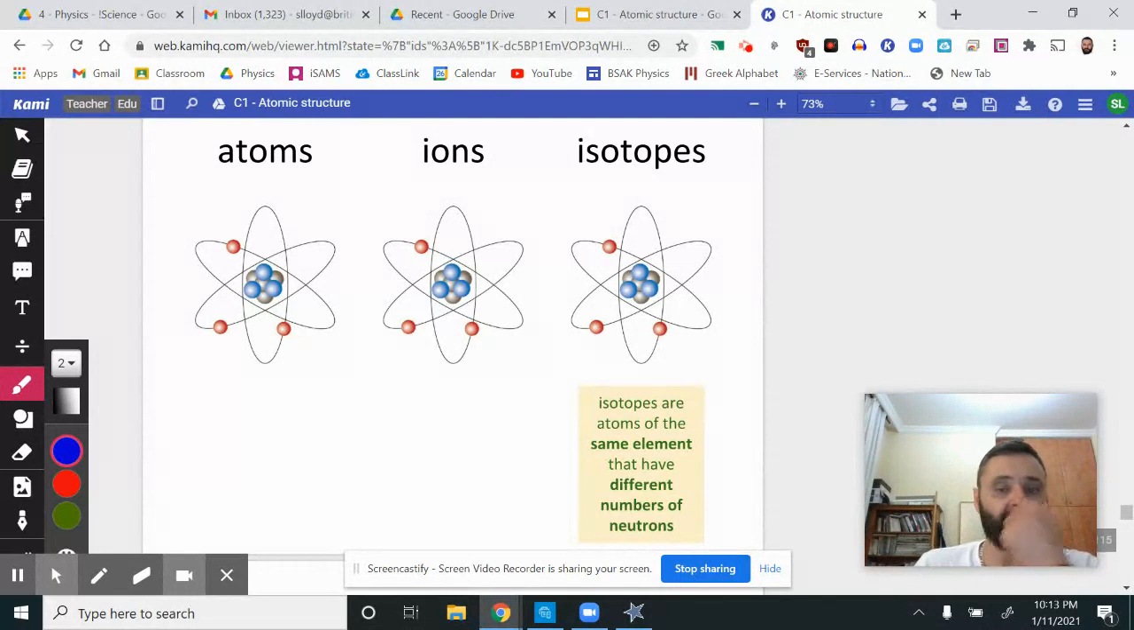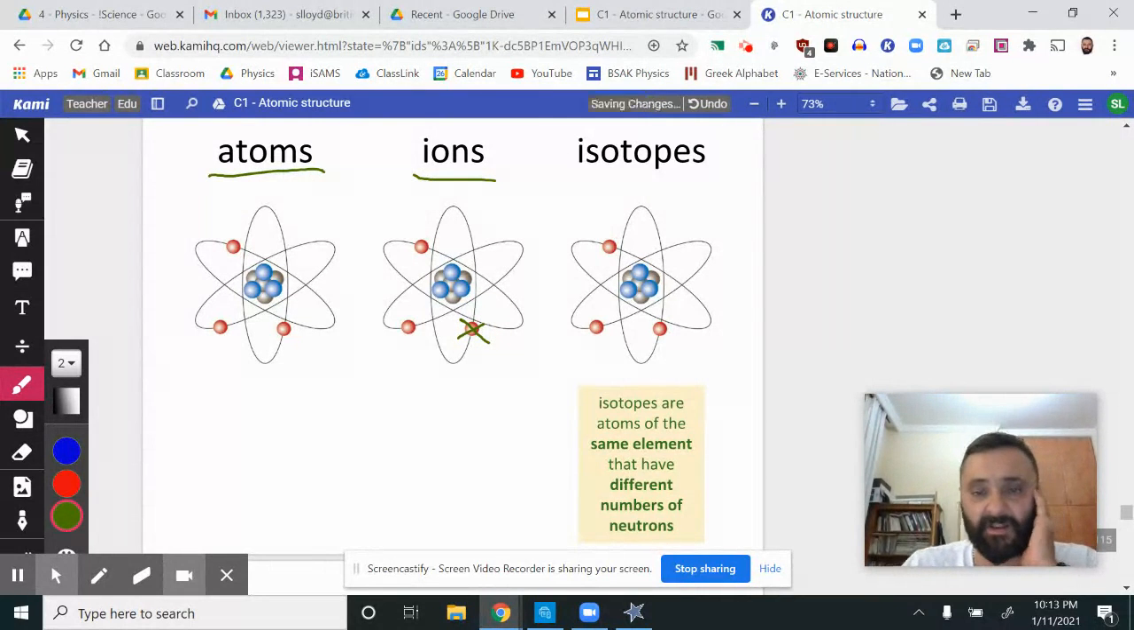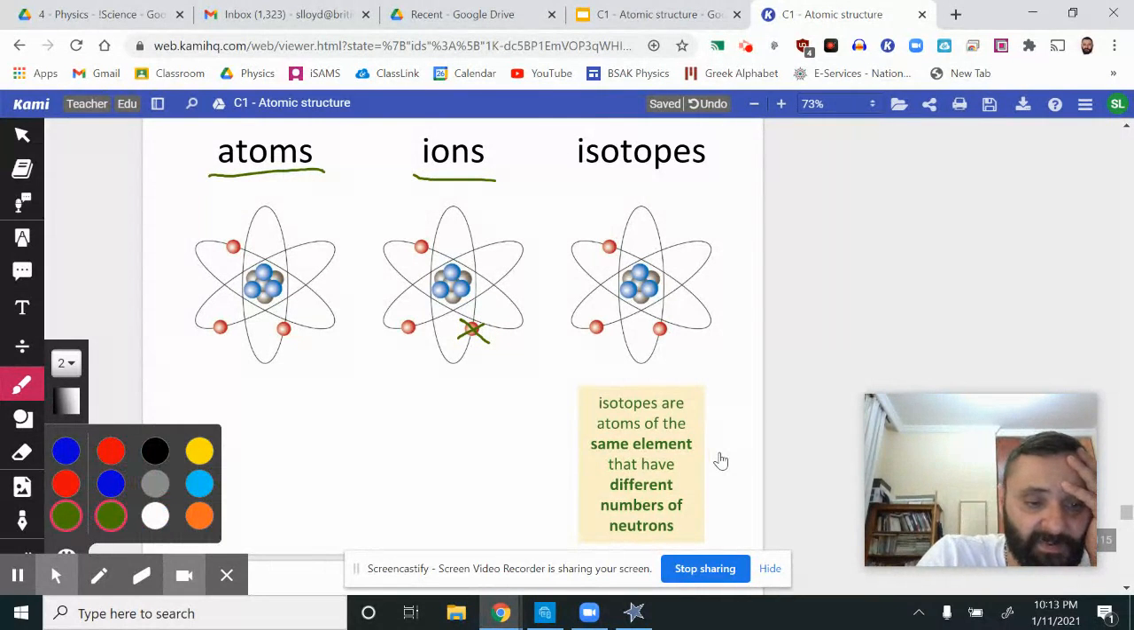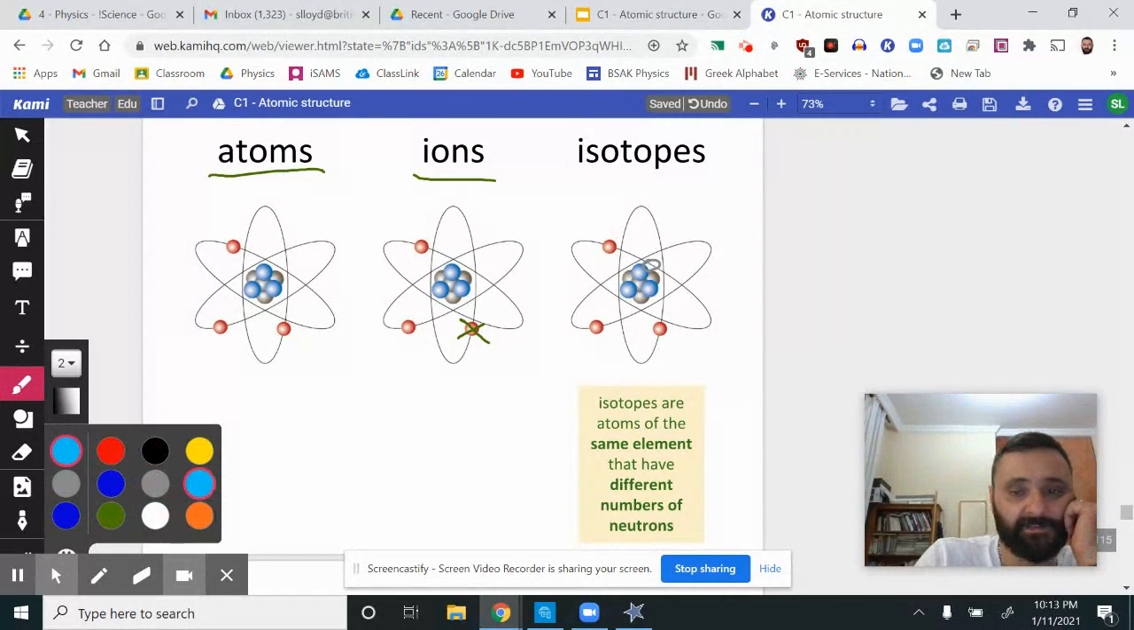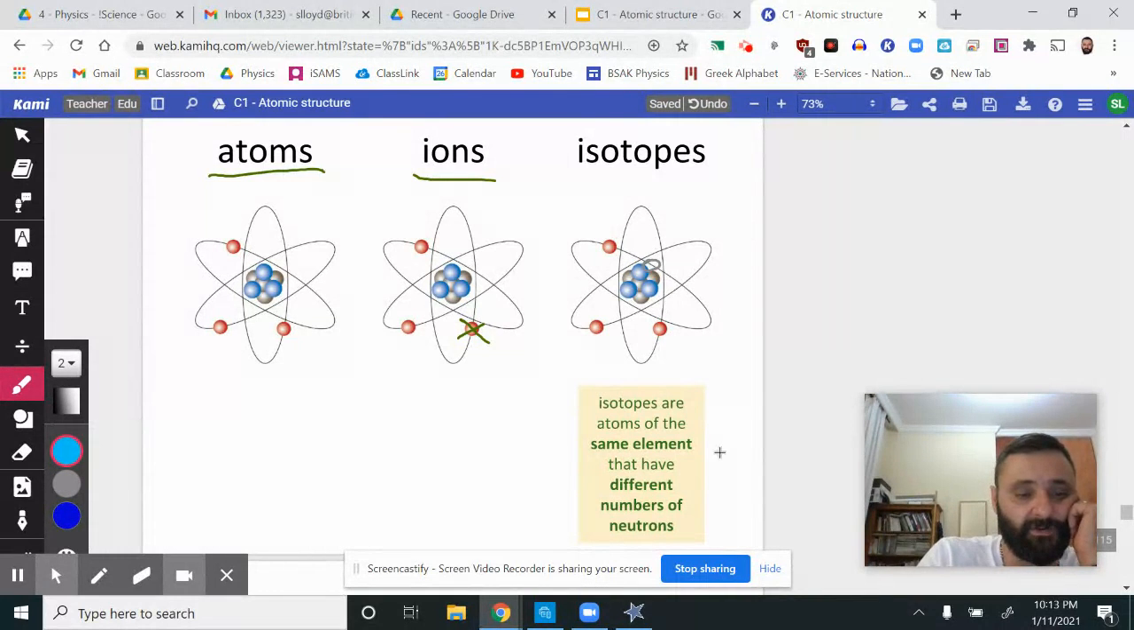As you can see here, if this was a lithium ion, one of those would be missing. But if this is a different isotope of lithium, it would maybe have an extra neutron in it there, tucked away at the back. I'll draw it with a different colour to make it easy for you to see. So that's what isotopes are.